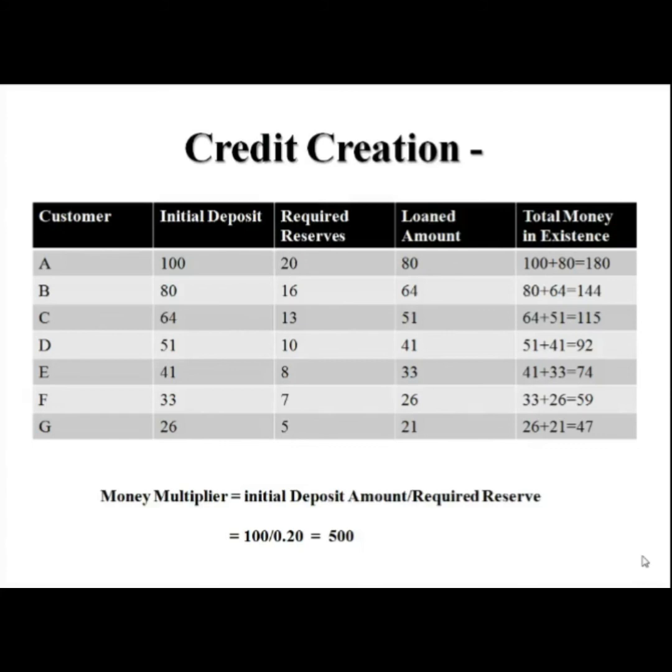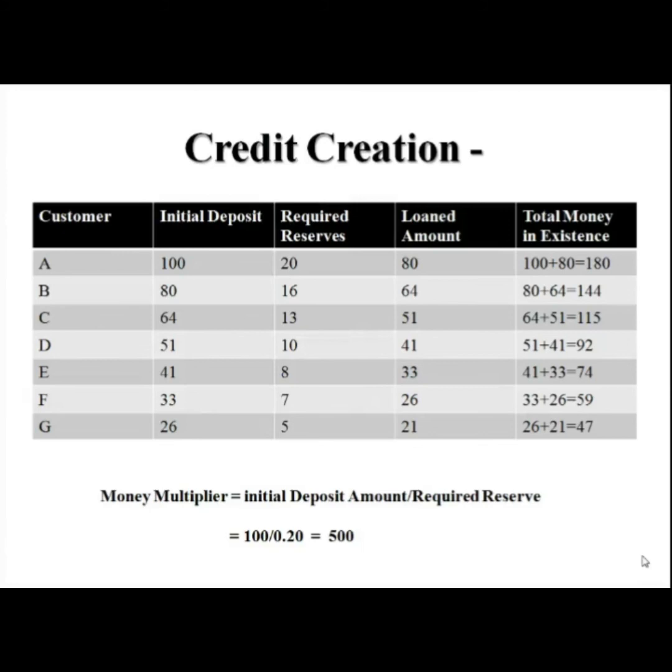This process doesn't stop here. Now customer B spends these 80 rupees, and the shopkeeper from whom customer B made purchases deposits that amount of rupees 80 in bank 2. Again, bank 2 keeps 20%, that's 16 rupees as reserves, and lends out remaining 64 rupees to customer C. In the second step, 144 rupees come into existence, which is 80 rupees of customer B and 64 rupees of customer C.